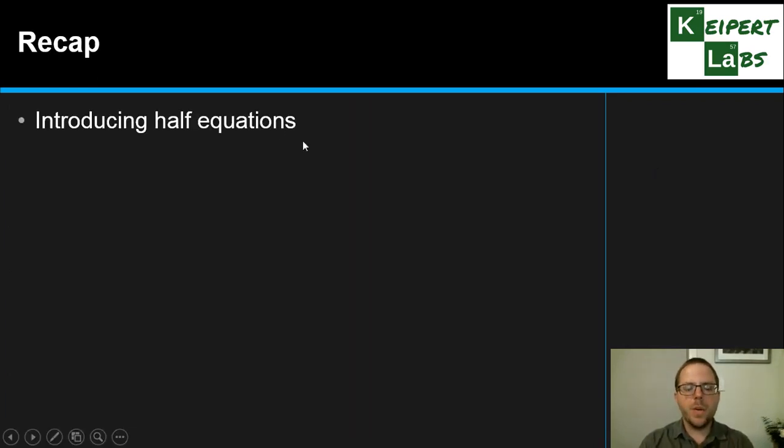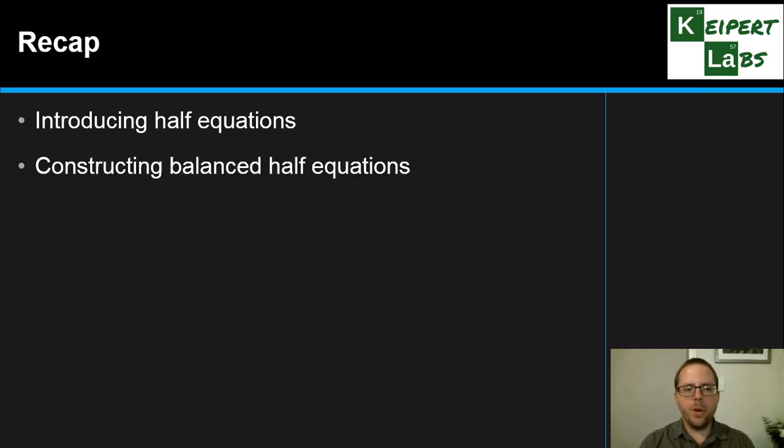Okay, so we introduced the concepts behind half equations and how they represent half of the process that's happening, but mentally it helps us to separate out oxidation and reduction. We went through the processes of how we construct a balanced half equation and then went through an example walking you through those steps. Thanks very much for watching.